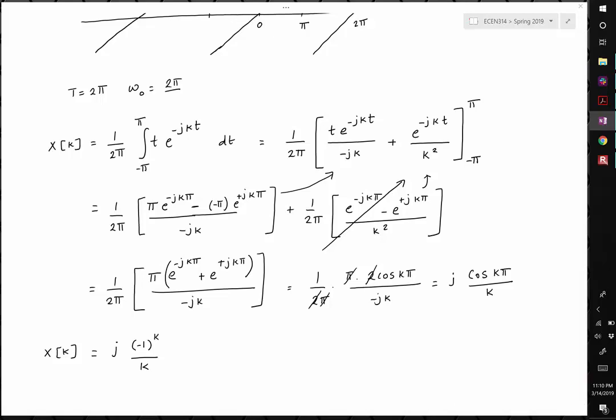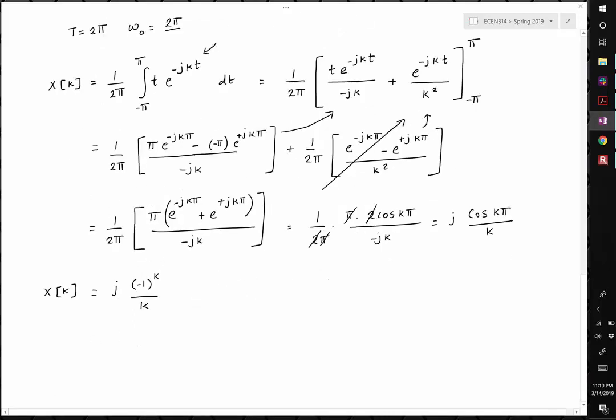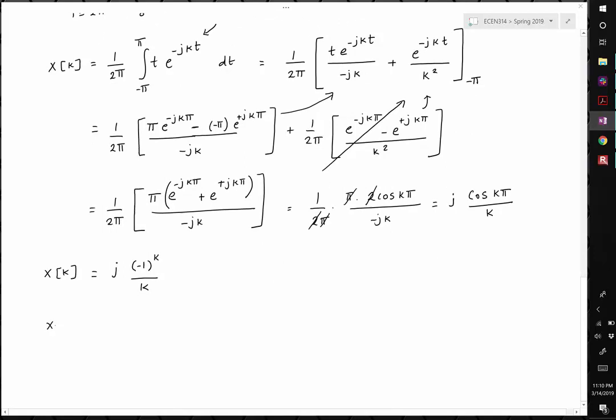Of course, for this to be true, k cannot be 0. If k is 0, we can go back into this expression here and plug in k equal to 0, in which case you get the integral of t between negative pi and positive pi. So x of 0 is 1 over 2 pi times the integral from negative pi to positive pi of t times dt, which is 0.